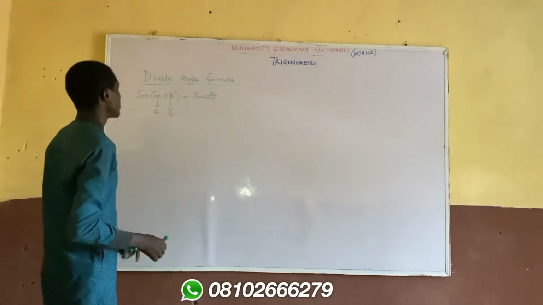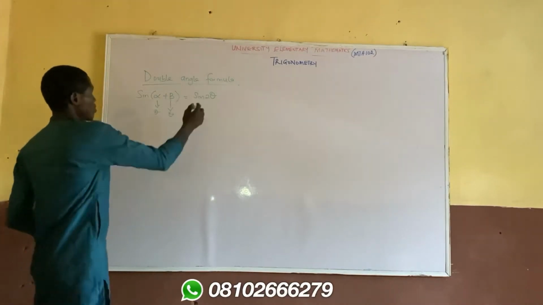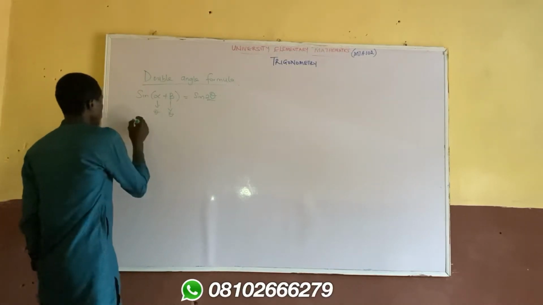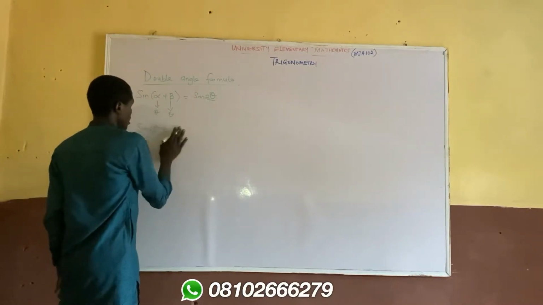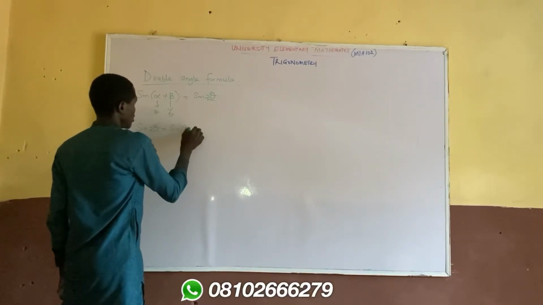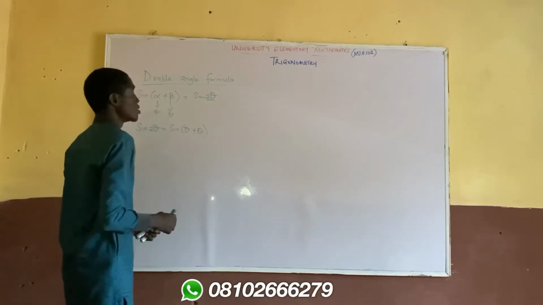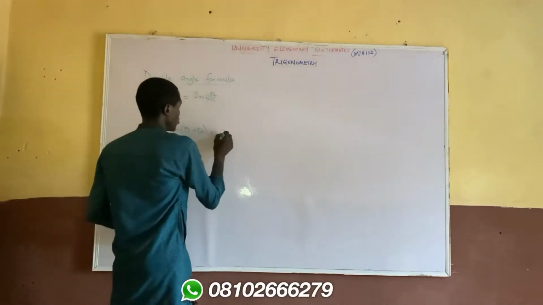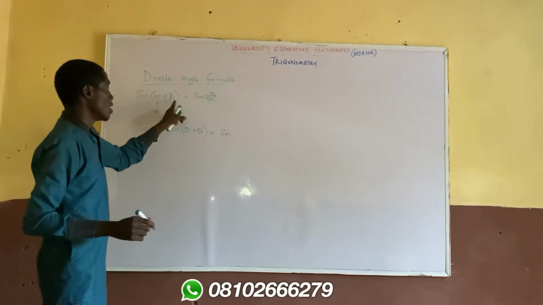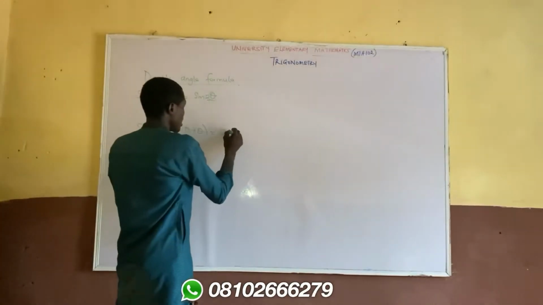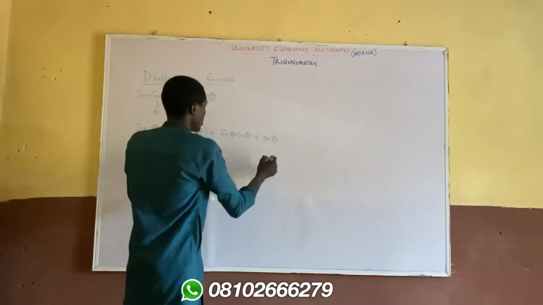So how do you express this? If my alpha is theta and my beta is theta, this is what we call a double angle, sine 2 theta. Sine 2 theta can be expressed as sine of theta plus theta, instead of having alpha and beta. Following the principle of the compound angle, sine alpha cos beta, but since we have the same angle, it will be sine theta cos theta plus sine theta cos theta again.